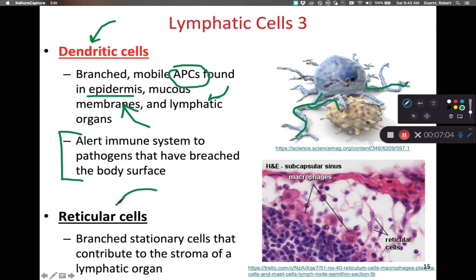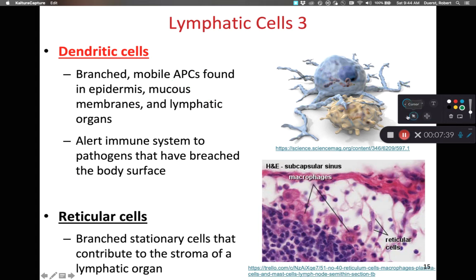We also have reticular cells. Reticular cells are stationary cells. You can see some in this photomicrograph right here on the lower right-hand side of the screen. These stationary reticular cells are going to help make up the stroma, or the mesh-like network of lymphatic organs. And these lymphatic organs, here we see a picture of a photomicrograph of a lymph node in the lower right-hand corner of the screen. These reticular cells are going to help with the filtering process of these lymphatic organs, as these organs filter lymphatic fluids.